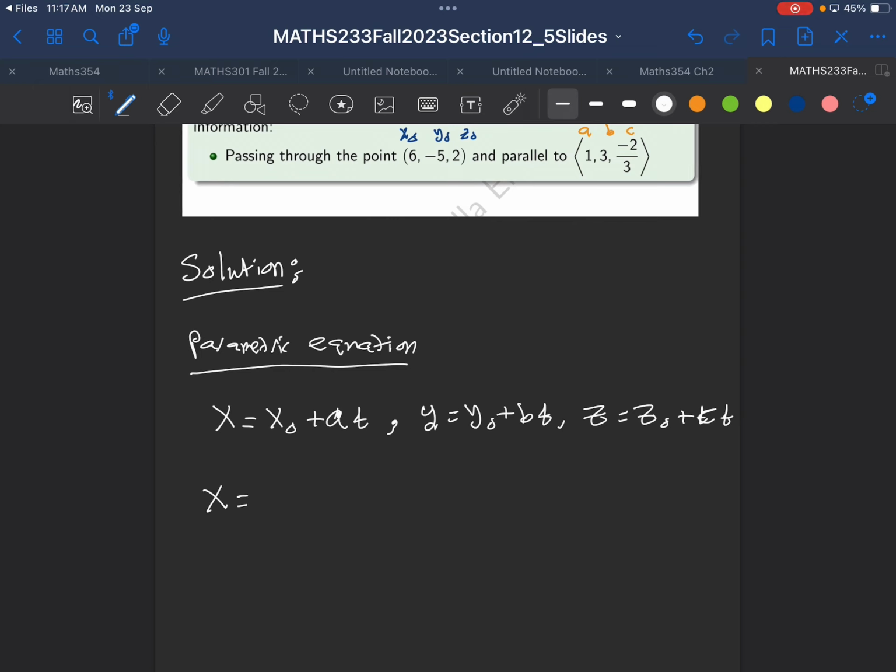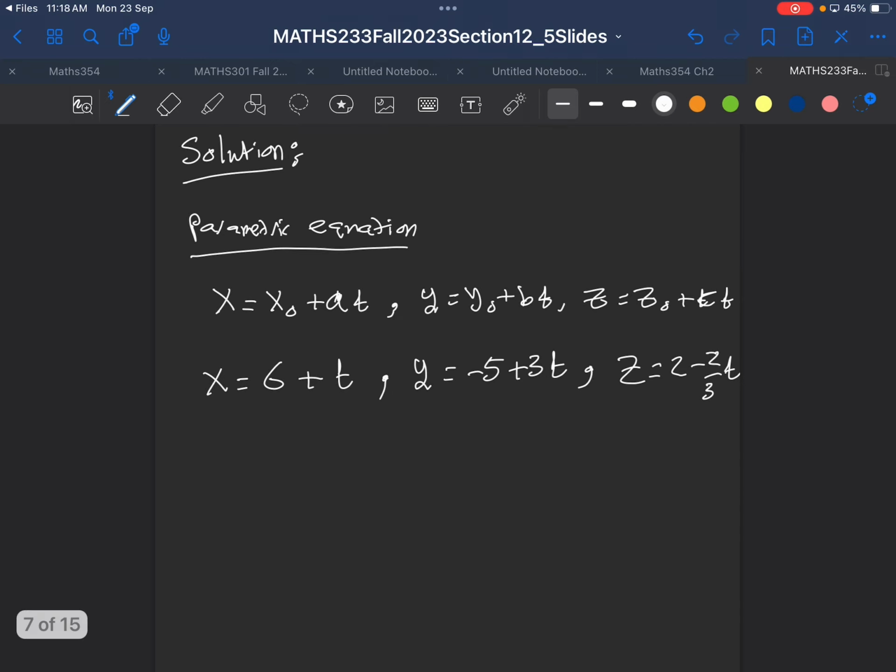So what is x? x equal 6 plus t, because a is equal to 1, so I don't need to write it, comma, y equal to -5 plus 3t, comma, z equal 2 minus 2/3 t. Just plug in the numbers, and this is the parametric equation. Now, from the parametric equation, we quickly can get the vector equation.